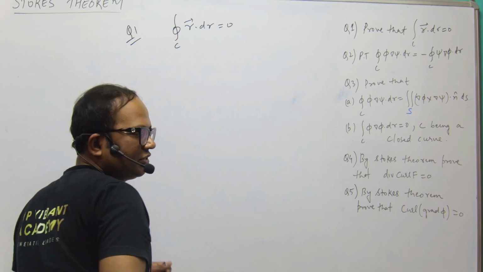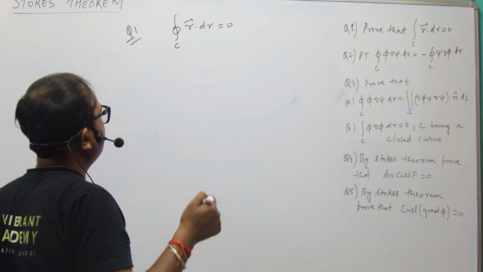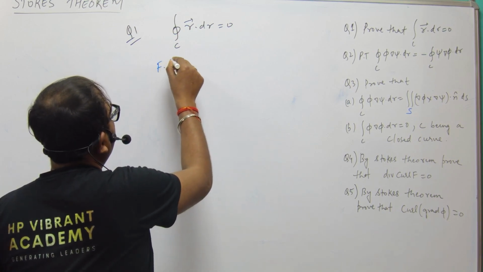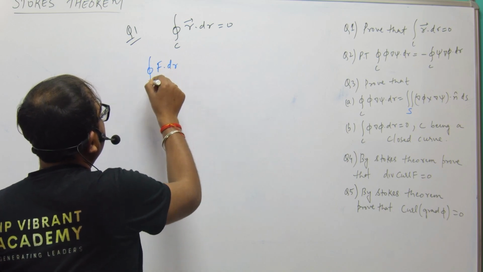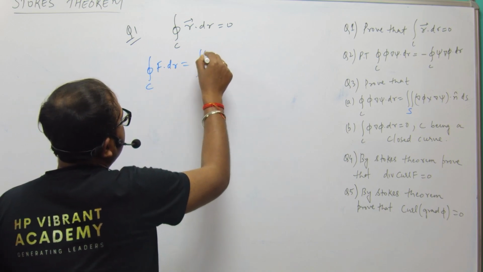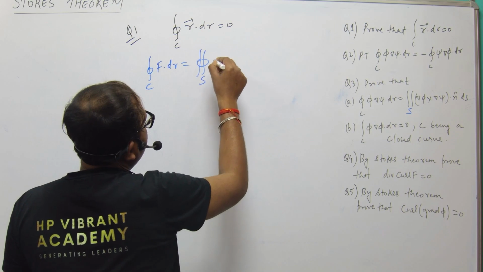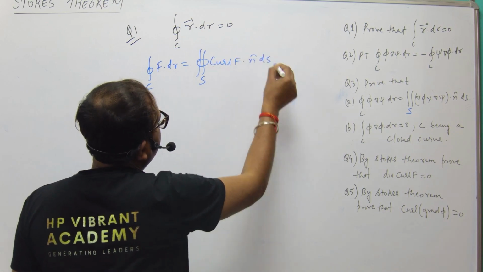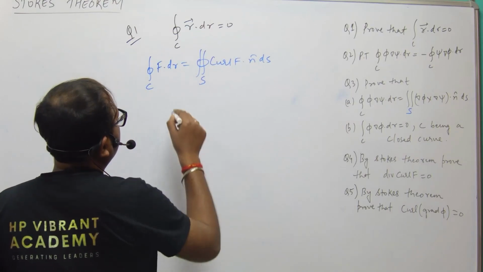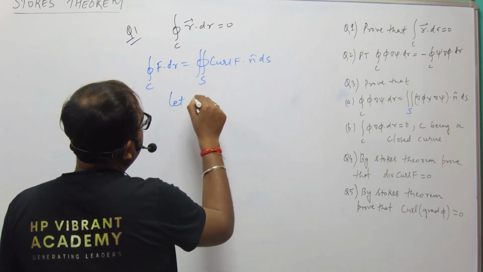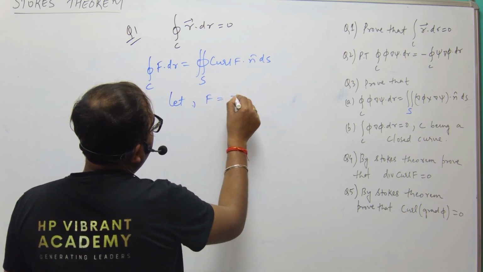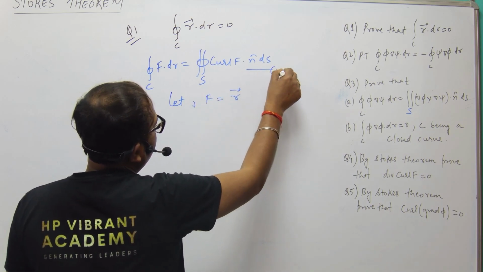So we have, from the Stokes theorem, let us write down the expression. The line integral of F dot dr along the curve C is equal to the surface integral along the surface S of curl of F dot n cap into dS. Let us take F equal to the vector r. Let us put this in equation 1.